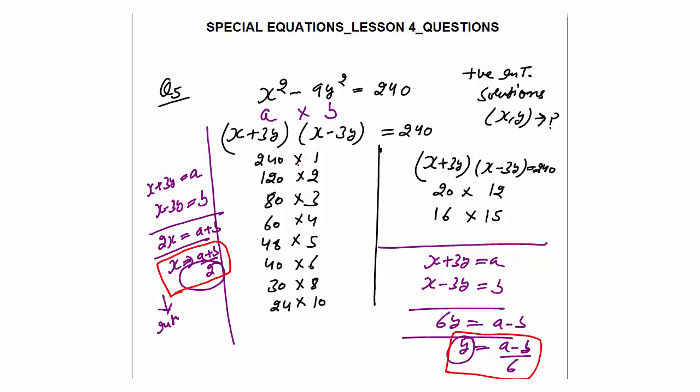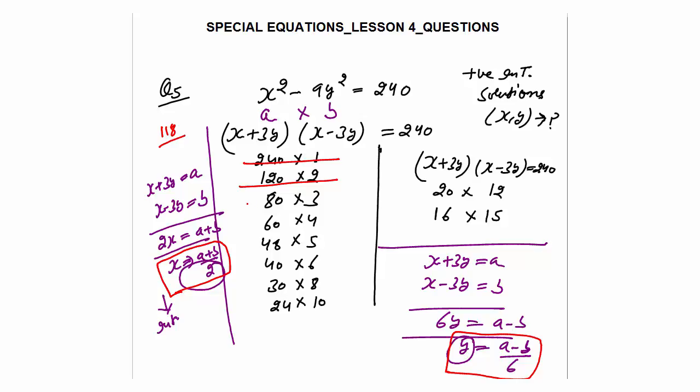For 240 and 1, a plus b is 241, not divisible by 2, so we will not take this case. Here 120 and 2: if you add, 122, which is divisible by 2, so the addition is valid and x will be an integer, but the difference a minus b should be divisible by 6. Look at the difference, 120 minus 2, this is 118. Is it divisible by 6? 6 ones are 6. This is not divisible by 6. This is also not a valid solution.